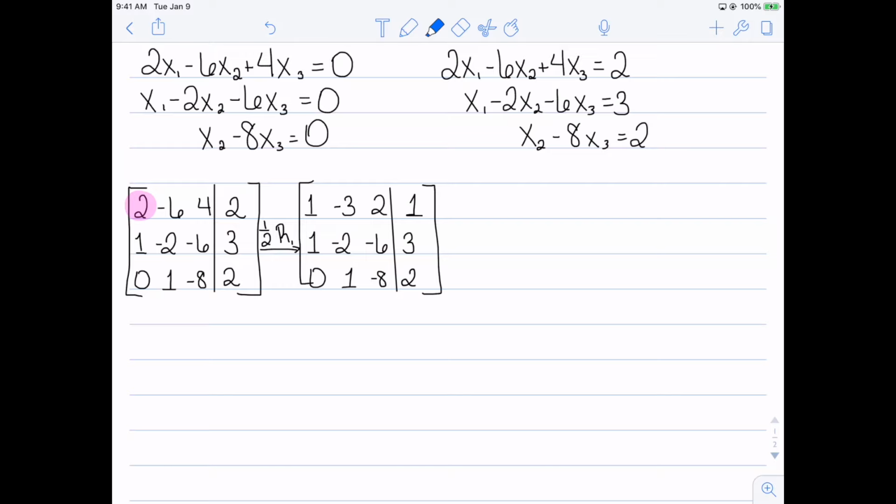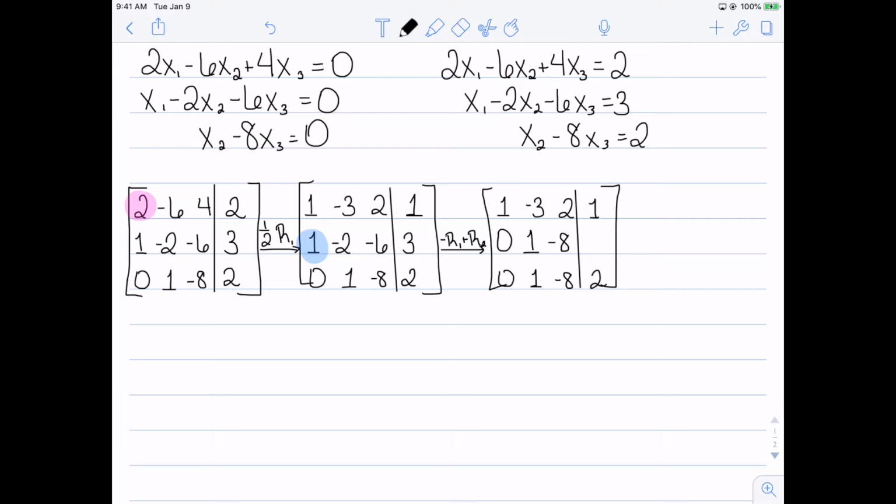We now need to get zeros below it. We already have a 0 in the third row, so we just need to turn the second row into a 0. So we'll do negative row 1 plus row 2. My first and third rows won't change. I then have negative 1 plus 1 is 0. Negative 3 minus 2 is 1. Negative 2 minus 6 is negative 8. And negative 1 plus 3 is 2.